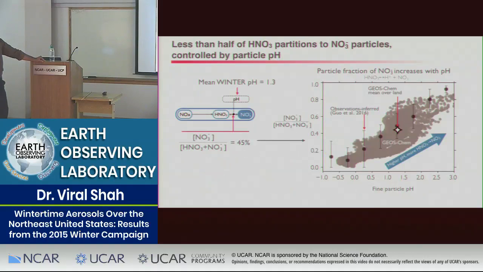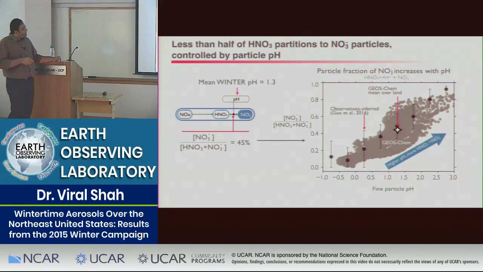As far as nitrate is concerned, we see that about half of the total nitrate, the gas and the aerosol, is in the aerosol phase. And that's because the pH of the aerosols is low. It's about 1.3. It's a fairly acidic aerosol. But there is large variation in the pH.